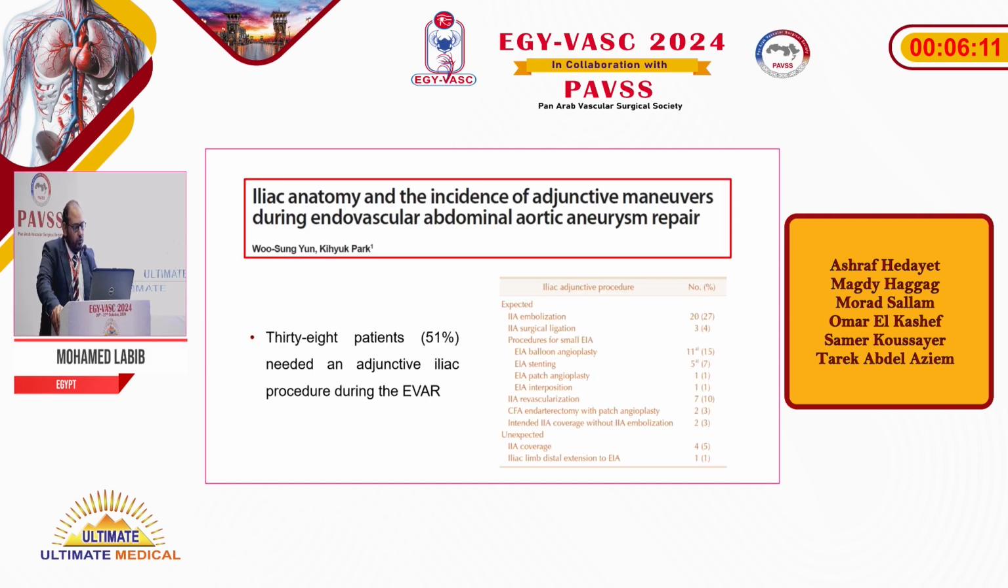Another study assessed the iliac anatomy and the incidence of adjunctive maneuvers during EVAR. Nearly 50% of the included population needed an adjunctive iliac procedure during EVAR, most commonly internal iliac artery embolization.